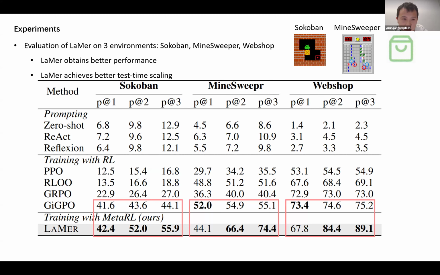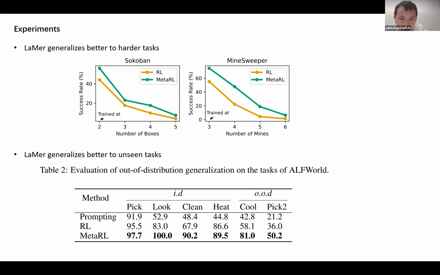Besides that, we also tested the generalization ability to harder and unseen tasks compared to the RL algorithms. And we show that the meta RL trained agents also obtain better generalization to the harder and unseen tasks. So this is the overall results we obtained in the paper.